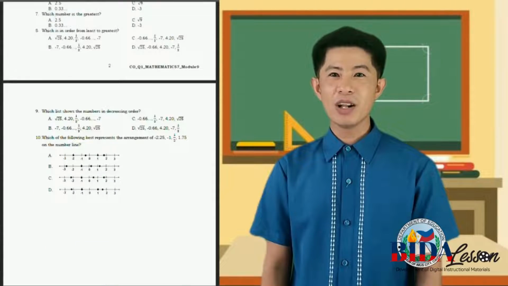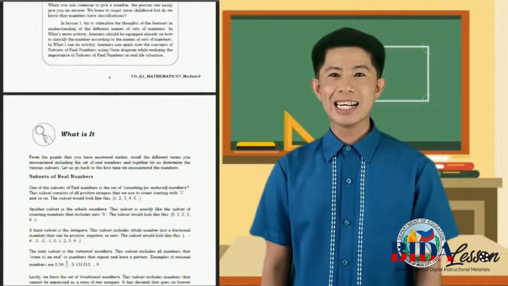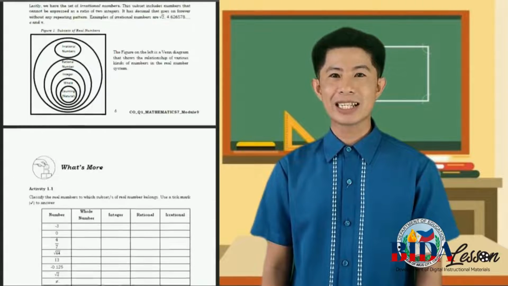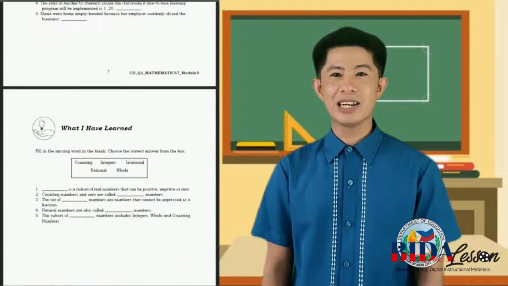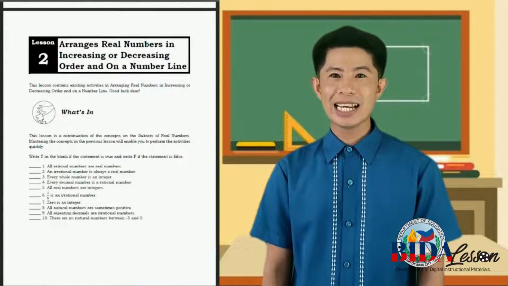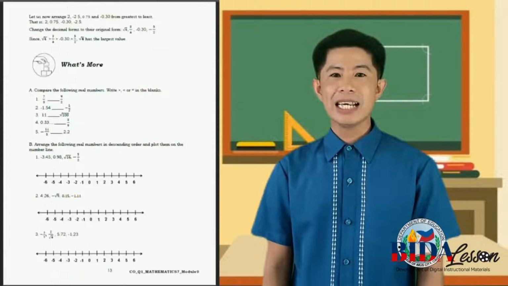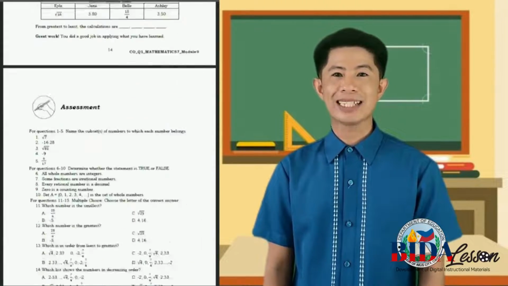Pre-test. Recall the previous lessons about rational and irrational numbers. Answer the interactive activity. Discuss the real numbers and arranging them in increasing or decreasing order. Generalize the lesson by completing a diagram. Perform a task and accomplish the assessment.